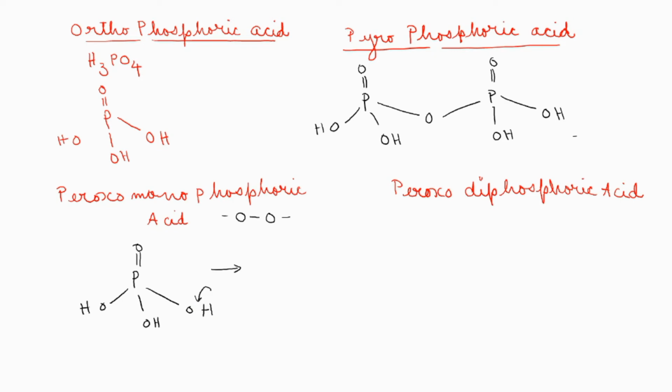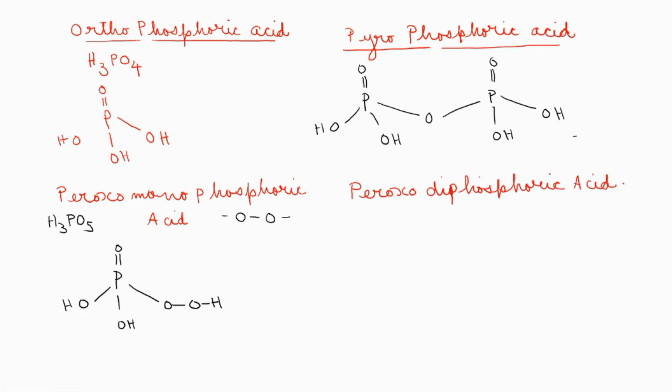Now how does it look? Write and see. In between phosphorus and hydrogen, there will be a peroxo group. Got it, no? So this is peroxo monophosphoric acid. What will be the formula? It will be H3PO5. Got it? One oxygen will be extra. That is the only difference. Now we will have to draw peroxo diphosphoric acid. Here also an OO bond will be present, and peroxo diphosphoric acid means two phosphoric acid units also will be there.